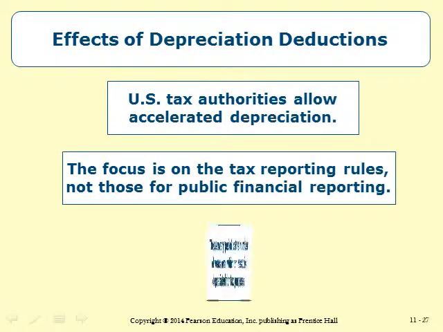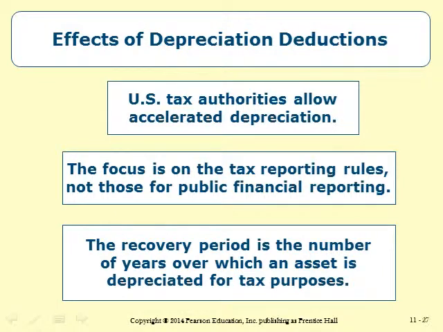We also note here that U.S. tax authorities also allow for accelerated depreciation, or what we call MACRS, Modified Accelerated Cost Recovery, which charges a larger proportion of an asset's cost to the earlier years and less to later years. In contrast, an asset's depreciation for publicly reporting purposes is usually the same each year, which we call straight line depreciation.